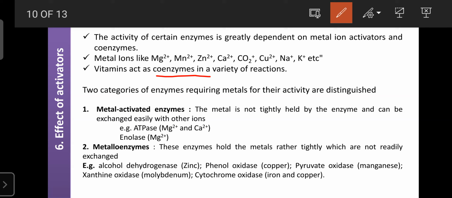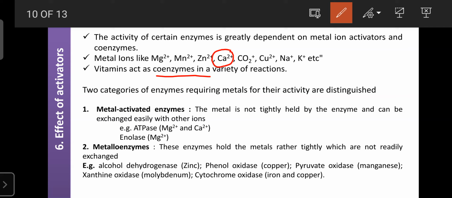For example, the blood coagulation process. Around 12 enzymes are involved in the regulation of the blood coagulation process in the body. All those enzyme activities mainly depend upon calcium. Like that, enzyme activity mainly depends upon the activators, maybe vitamins, maybe metal ions.